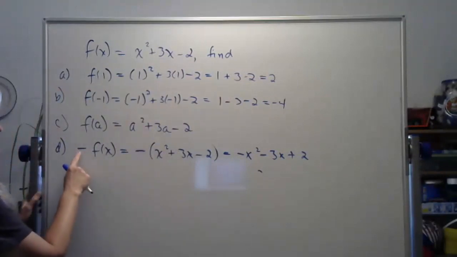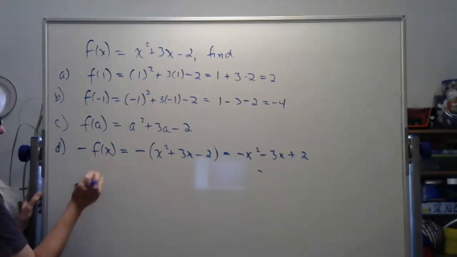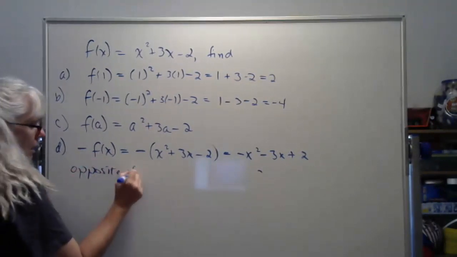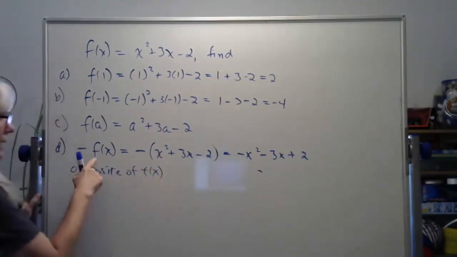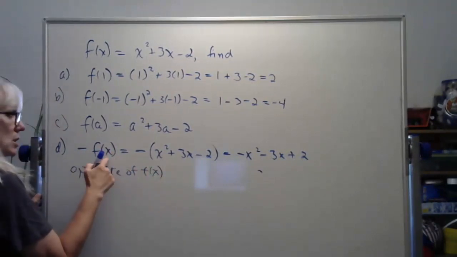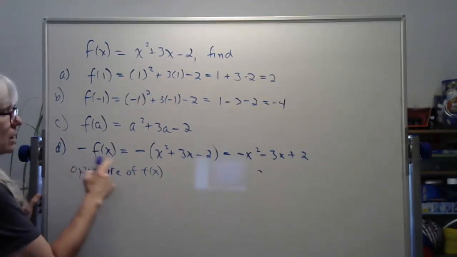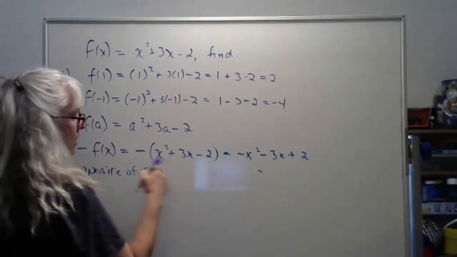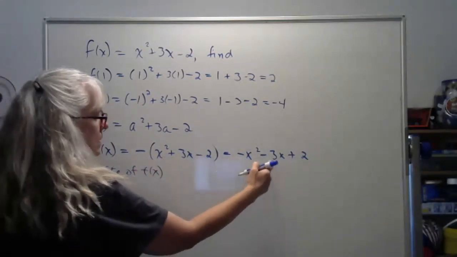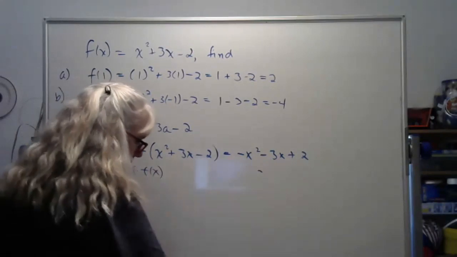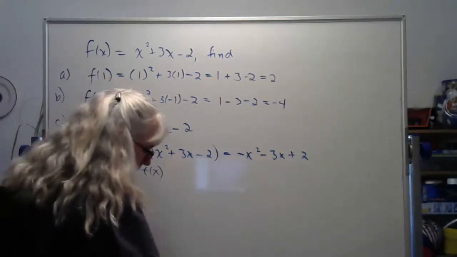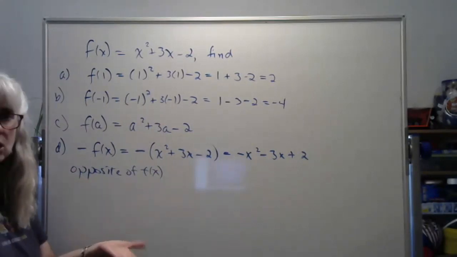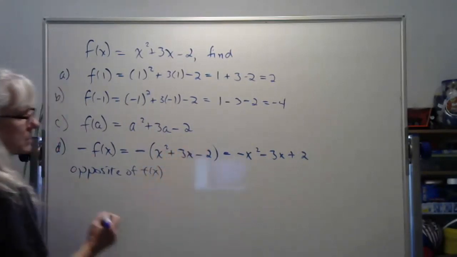So what D is asking us to do is to take the opposite of the function. So this means the opposite of f of x. So it's not changing anything on the inside of the function. It's simply asking me to take the opposite of it. So I put a negative in front of the entire function, and then all I'm going to do is distribute it in. So it's going to make that first term a negative, it's going to make the next term a negative, and it's going to make the last term a positive. So it simply changes the sign on each term, because that's all they're asking me to do. So just like finding the opposite of a number is just changing its sign, we change the sign on all the terms.